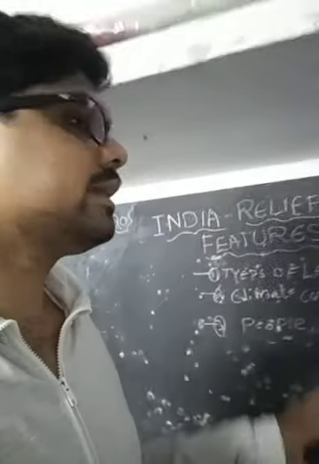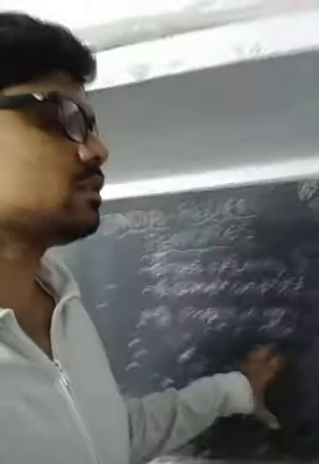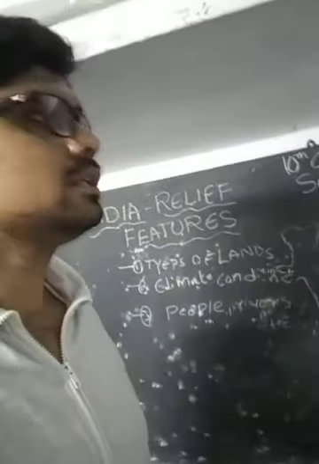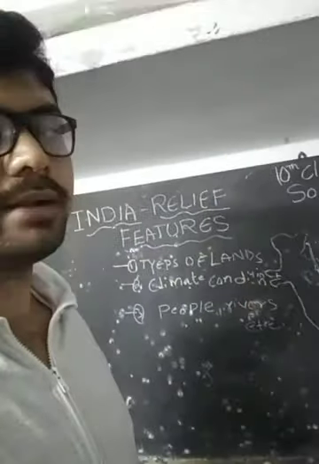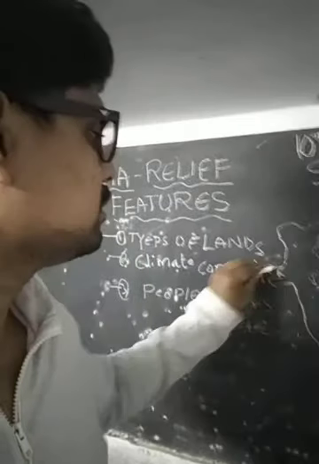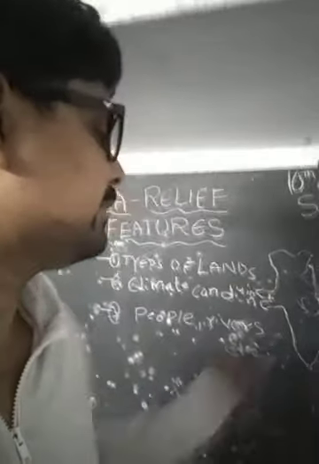Coming to India, where is it located on the globe? It is located in the northern part of the globe, in the northern hemisphere. So how can we find it? With the help of longitudes and latitudes. So like this, dots, longitudes and latitudes.